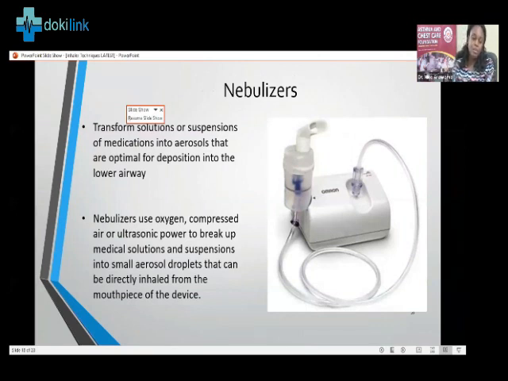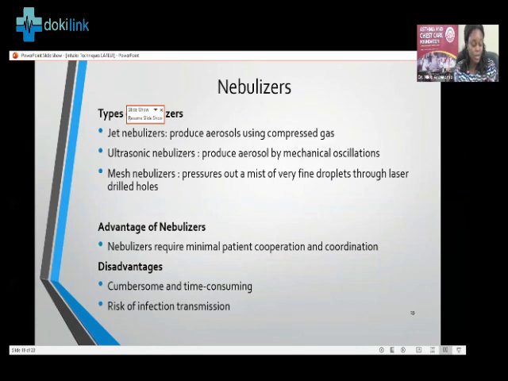Now, nebulizers. Nebulizers are devices that transform solutions or suspensions of medications into aerosols that are optimal for deposition into the lower airways. And nebulizers make use of oxygen, compressed air, or ultrasonic power to break up the medical solutions and suspensions into small aerosol droplets that can be directly inhaled from the mouthpiece of the device. There are different types of nebulizers. We have the jet nebulizers, ultrasonic nebulizers, and also the mesh nebulizers.